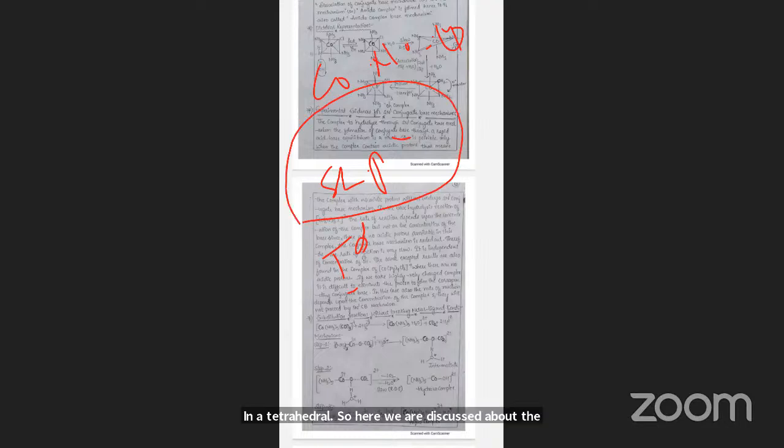4 is nothing but coordination number 4. What is the possible geometry? Square planar or tetrahedral. So here we discuss the substitution reaction of square planar complexes. This is also a very important mechanism.